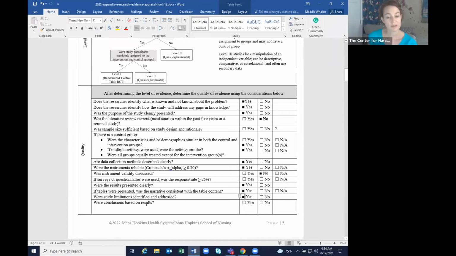All right, and then we're on the last question. Were conclusions based on results? Yes. They found the reduction in CLABSI rates after implementing the new kit. They found meaningful changes in adherence to best practices. So I think it was all based off of the data. Yeah, I totally agree. I also said yes for that. I thought they did a good job of wrapping it up.